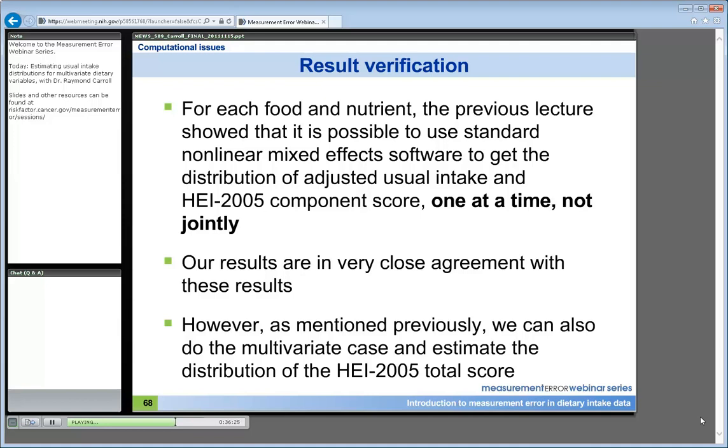And then we got the same answers, and we also verified this by looking at the NCI method, and we took each component score separately, one at a time, and our answers are in very close agreement with these results. So we're really confident about our numbers, and of course, you have to do a multivariate model if you're interested in the distribution of the total score.